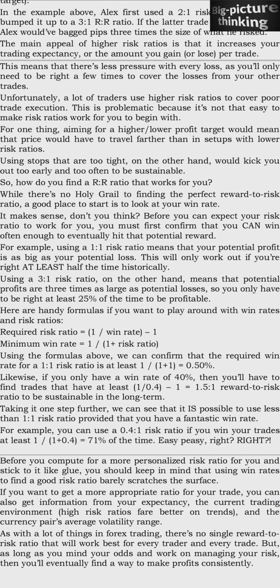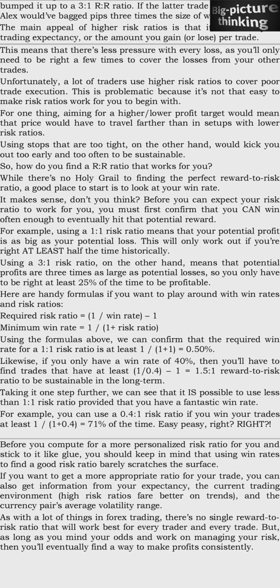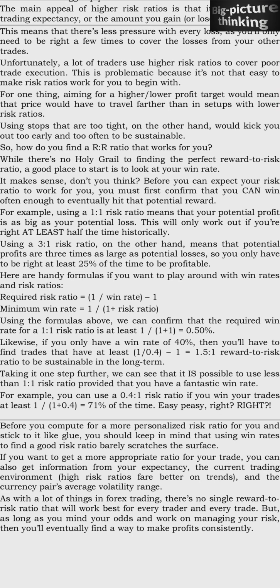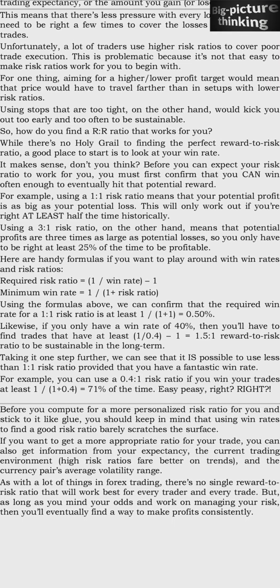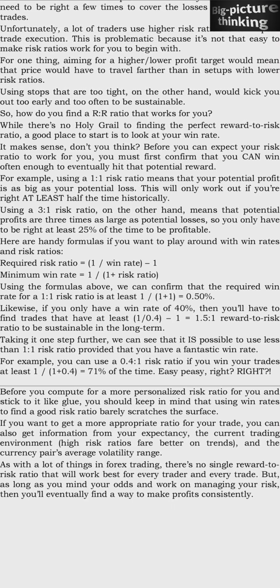For example, using a 1:1 risk ratio means that your potential profit is as big as your potential loss. This will only work out if you're right at least half the time historically. Using a 3:1 risk ratio, on the other hand, means that potential profits are 3 times as large as potential losses, so you only have to be right at least 25% of the time to be profitable.